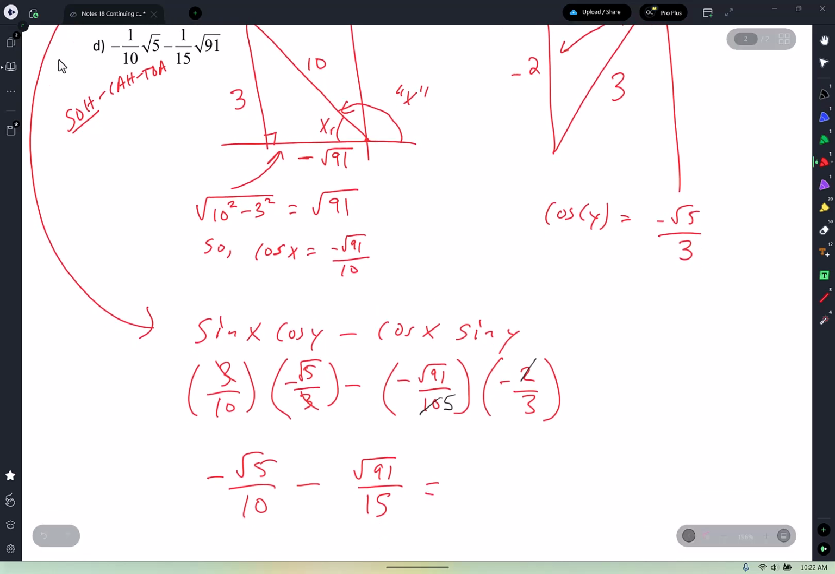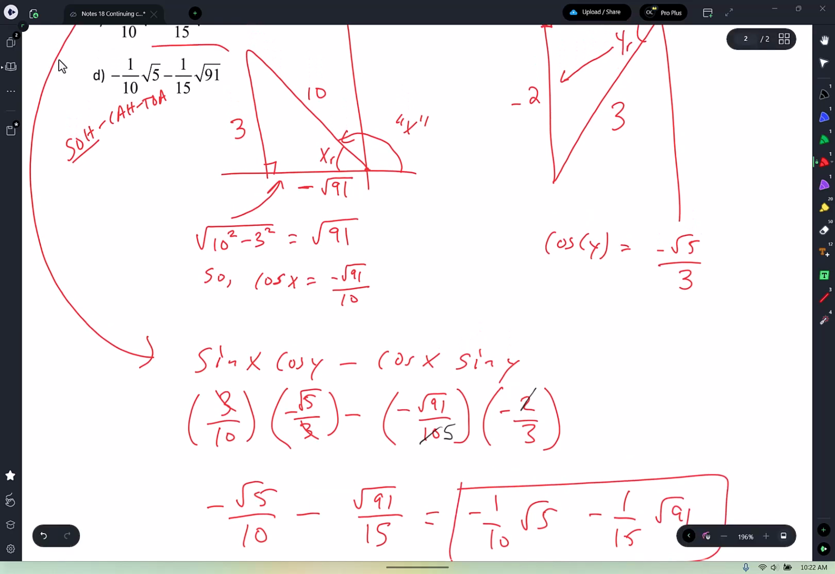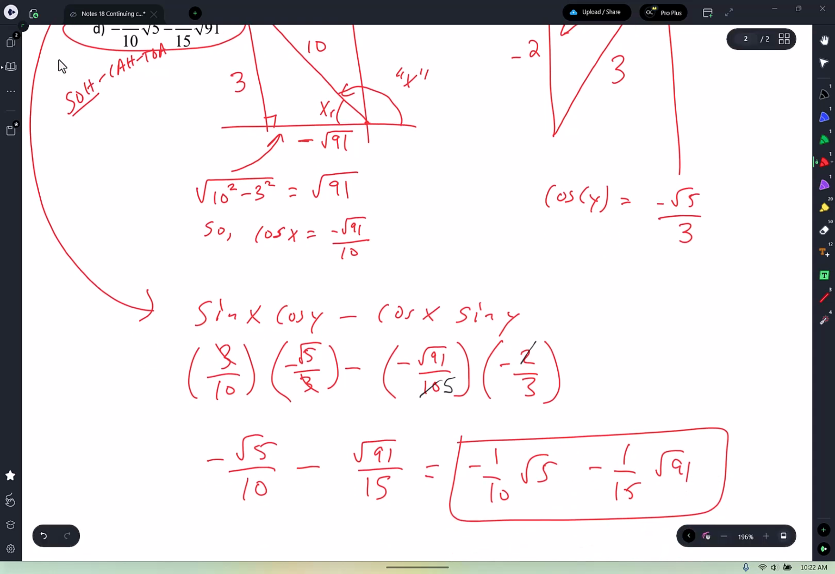They wrote it like this. They wrote a fraction first with the radical on the side. So negative 1/10 the square root of 5 minus 1/15 square root of 91. Maybe it's a programming issue. Who knows? But that's the same as this. How do we feel, guys? Okay. So the rest is just practice.